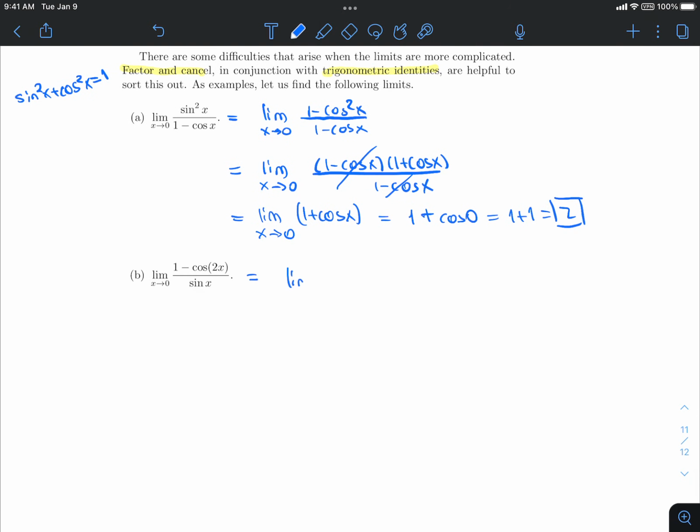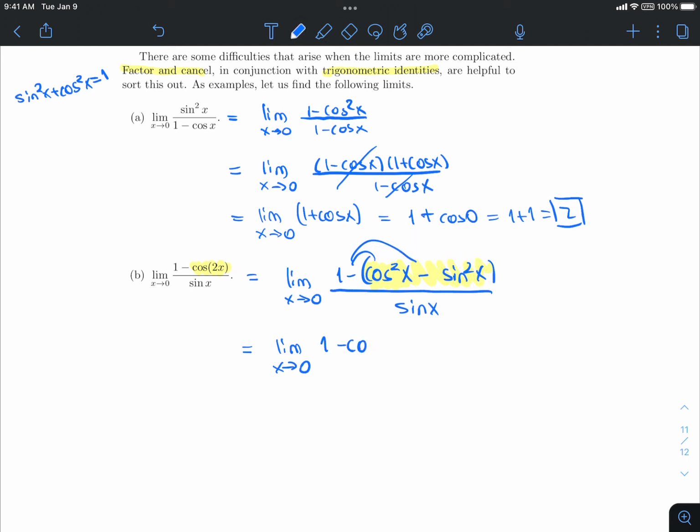So on b, the limit as x approaches 0. First thing that I will use is the double angle identity, so the cosine of 2x, that's 1 minus cosine squared x minus sine squared x, so that will be divided by sine x. Distribute this minus sign first of all, right? I'm replacing this with this. Then now I'm allowed to distribute this minus sign, so this is 1 minus cosine squared x plus sine squared x.